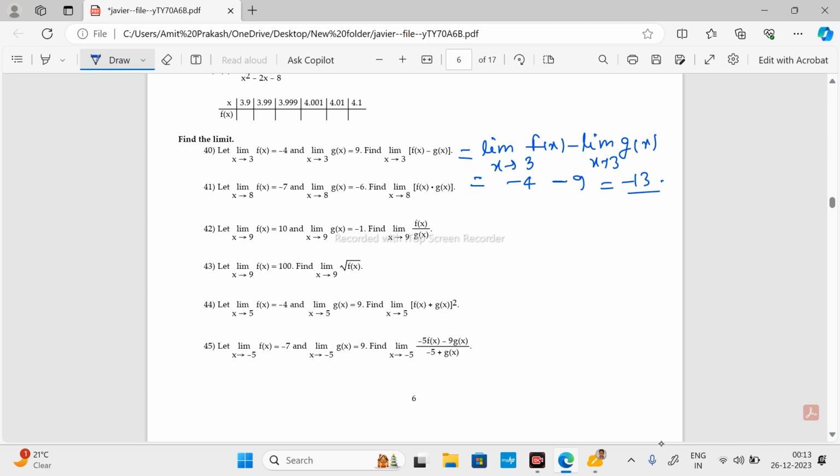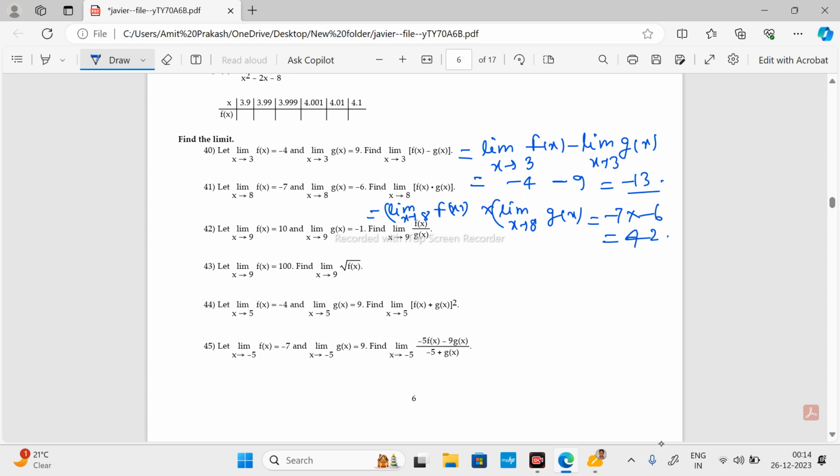Again, we use the algebra of limits here. Limit x tends to 8 can be written as limit x tends to 8 f(x) times limit x tends to 8 g(x). And what is the value of limit x tends to 8 f(x)? It equals -7, and this is -6, and this is equal to 42.